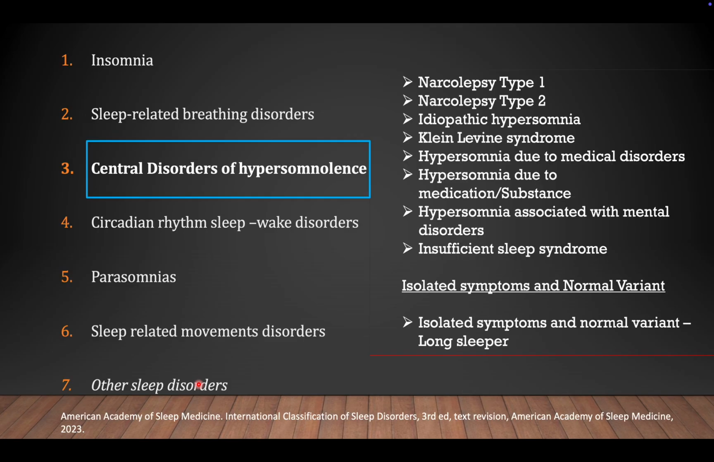So, in short, there are 7 groups of sleep disorders, as mentioned by the American Academy of Sleep Medicine's International Classification of Sleep Disorders, ICSD-3. We have a text revision recently, and as per that classification, there are 7 groups, and the third one is called the central disorders of hypersomnolence. That is again subdivided into different categories like narcolepsy type 1, narcolepsy type 2, idiopathic hypersomnia, Kleine-Levin syndrome, etc. Again, insufficient sleep syndrome is also part of that classification.